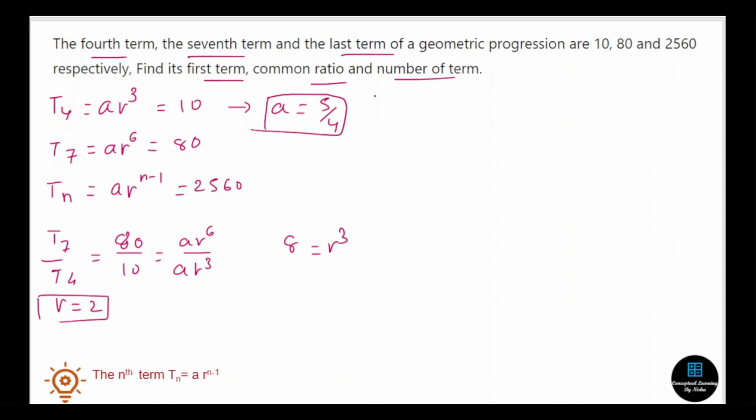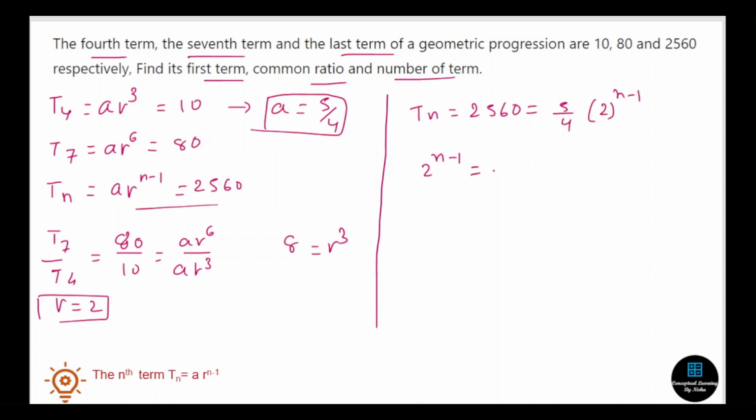Now we have to find how many terms are there. So now we'll put this value over here, okay, in Tn formula. So Tn is equals to 2560 equals, now A is 5 over 4 into 2 to the power n minus 1. Now on simplifying this, what I can say, 2 to the power n minus 1 equals to 4 over 5 into 2560.